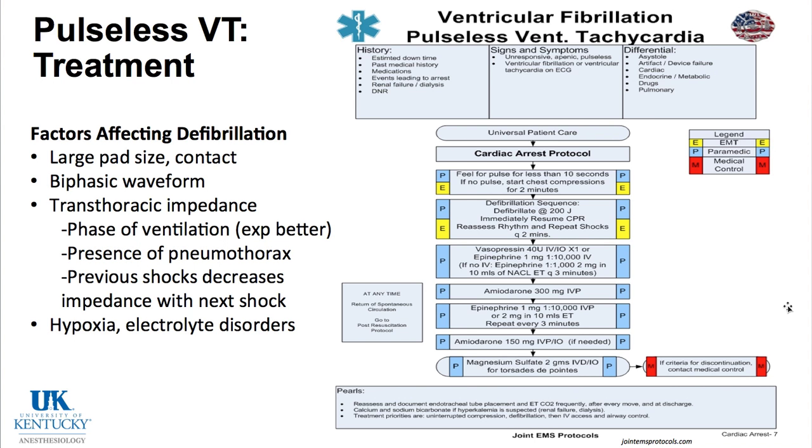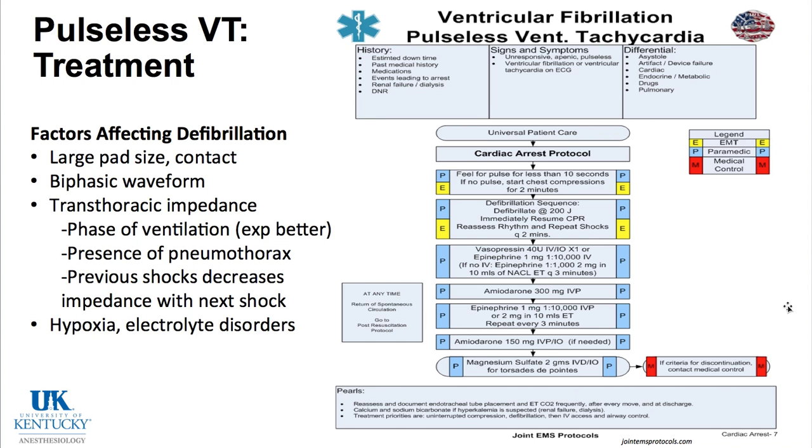So what are some factors that might affect your ability to defibrillate a patient? It's better to have a large pad size and good contact. If it was dry pads, you're not going to be able to defibrillate well, so lots of gel. A biphasic versus a monophasic waveform. Most defibrillators are now biphasic. Transthoracic impedance can affect our ability to defibrillate.